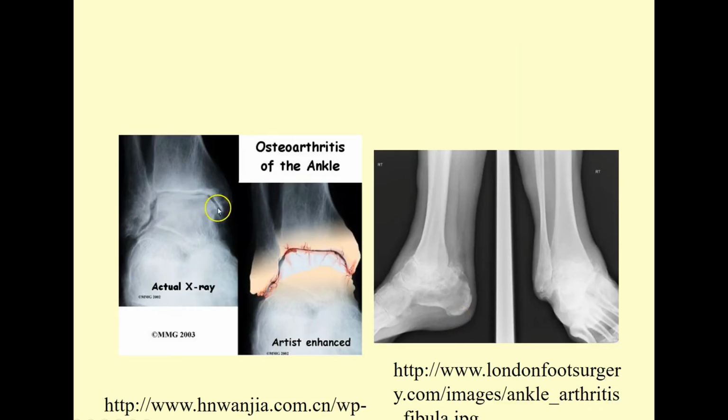So here we have ankle mortise joint. We see some thinning of the tibial-talar joint space. We also see some companion change between tibia and fibula and fibulo-talar. And we've got the artist rendering again, showing us the changes following the three-step process.